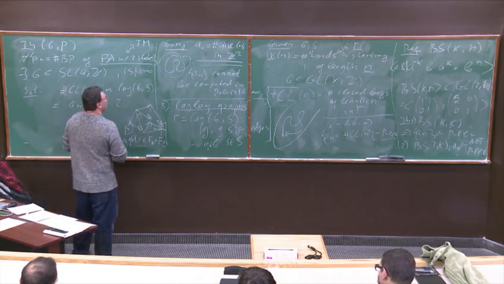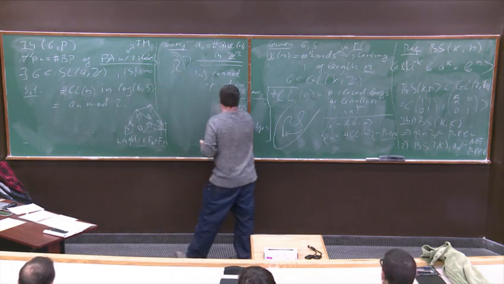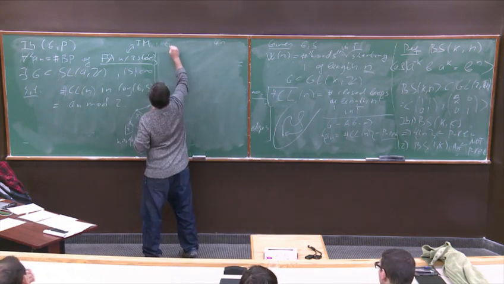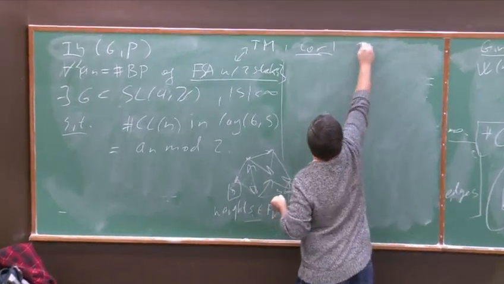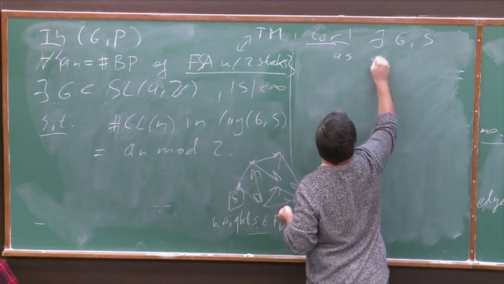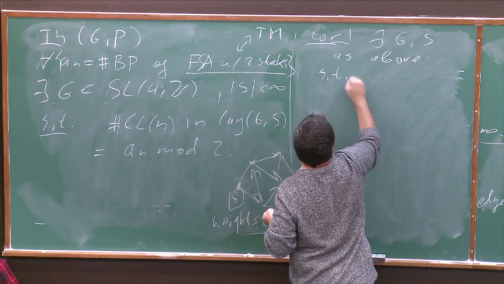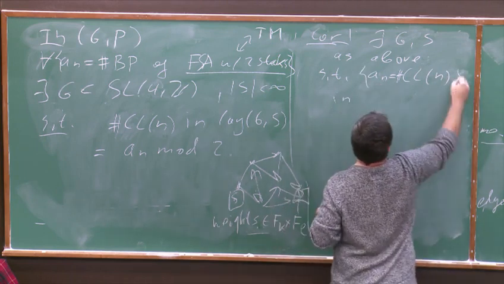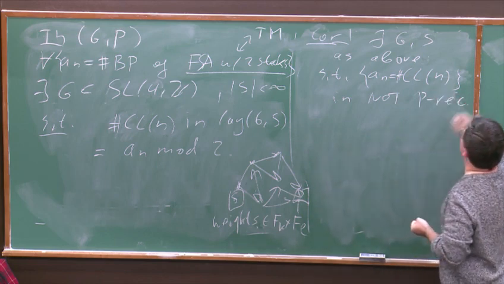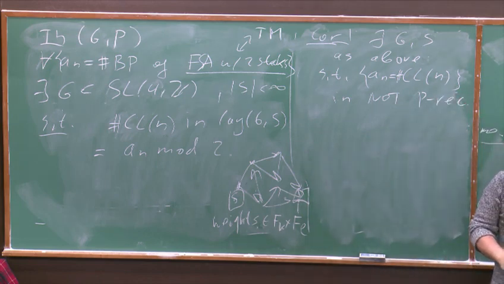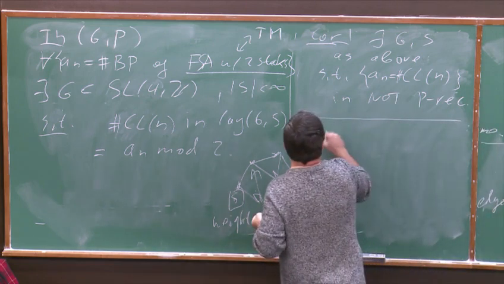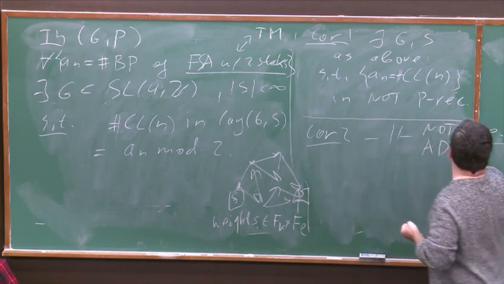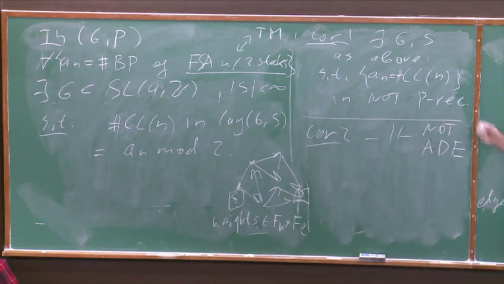And now, what does this tell us? Well, here is a corollary, corollary one. There exist G and S as above such that A_n, which is the number of closed loops of length n, is not P-recursive, which is something that we've already seen for this specific group. It might not seem that impressive. However, look at my corollary 2, it's the same thing, not AD. Because I have so much flexibility, I can do that.